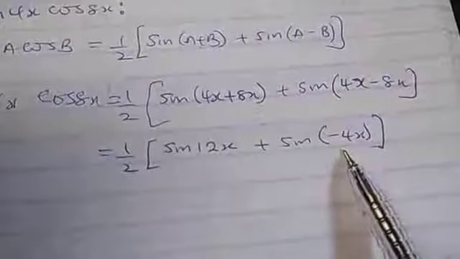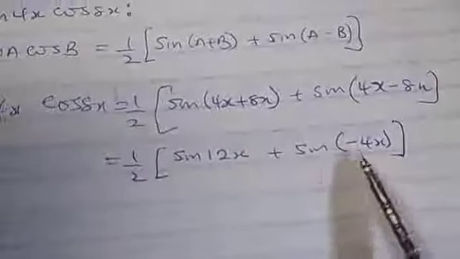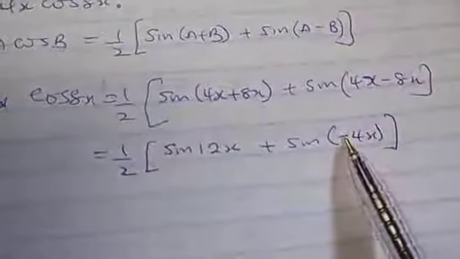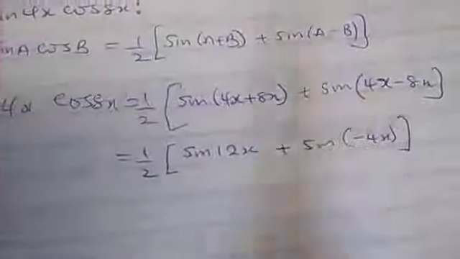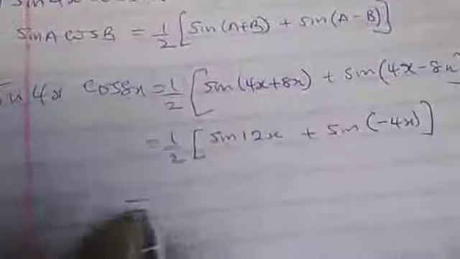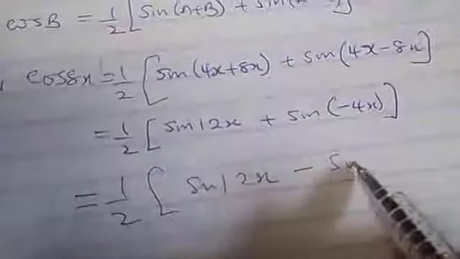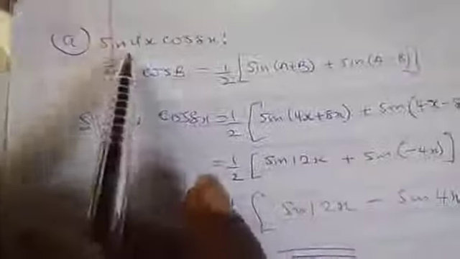4x minus 8x is minus 4x. But I told you minus will affect sign. So since minus will affect sign, the minus will make this plus to be minus. So that our answer will finally become sine 12x minus sine 4x. So that is the final answer to this.